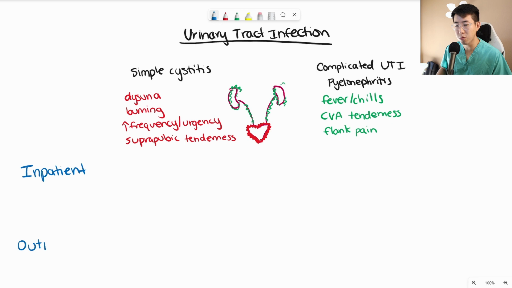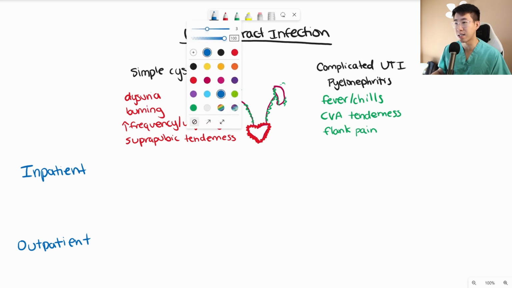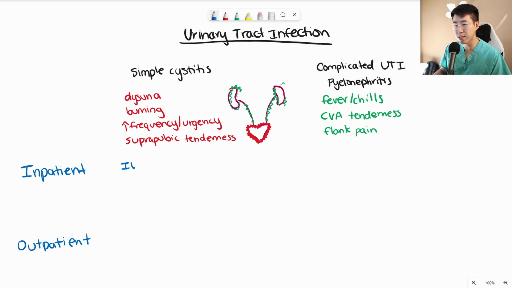Typically when a patient is admitted to the hospital, we're going to give them IV antibiotics. For both of these, your primary one that you're going to be reaching for is going to be ceftriaxone. The dosing for this is 1 gram every 24 hours. But if the patient is bacteremic, that's when you would increase the dosage to 2 grams every 24 hours instead.